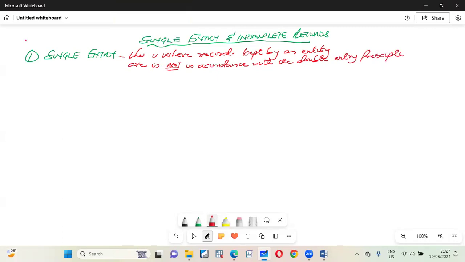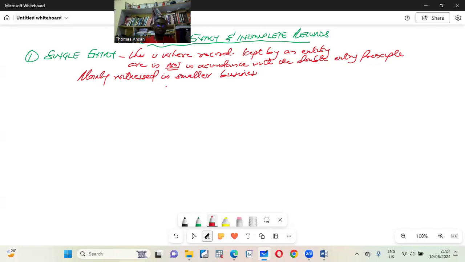And this happens most of the time in small businesses, okay? Mainly witnessed in small businesses, because they don't have qualified people and it causes them to make so many mistakes. But in as much as they don't have many qualified people in their firm to do the normal double entry, they still determine profit and loss.